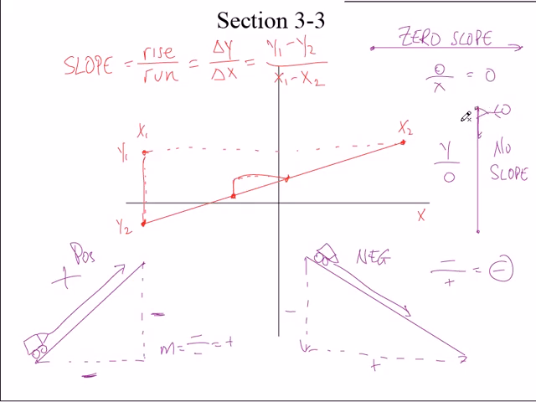My point is that you understand that this is no slope and this is 0 slope. Does that make sense? And that's it. So you know what positive is, you know what negative is, you know 0, and you know no slope. And that is about all I've got for you.